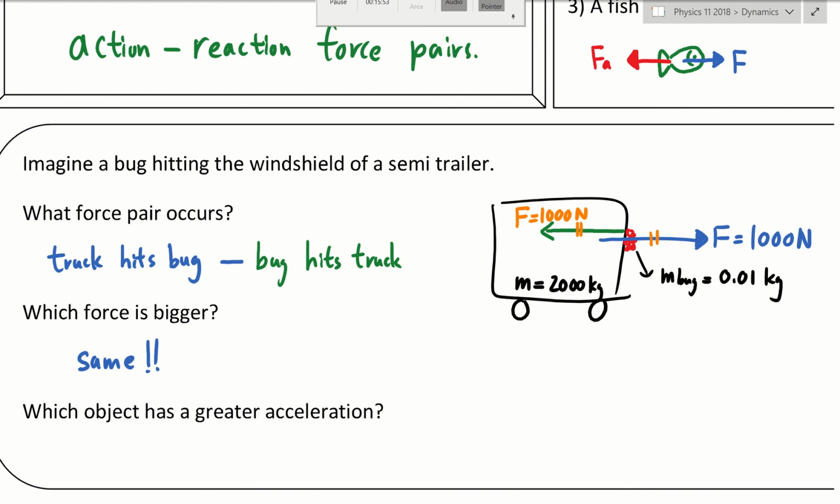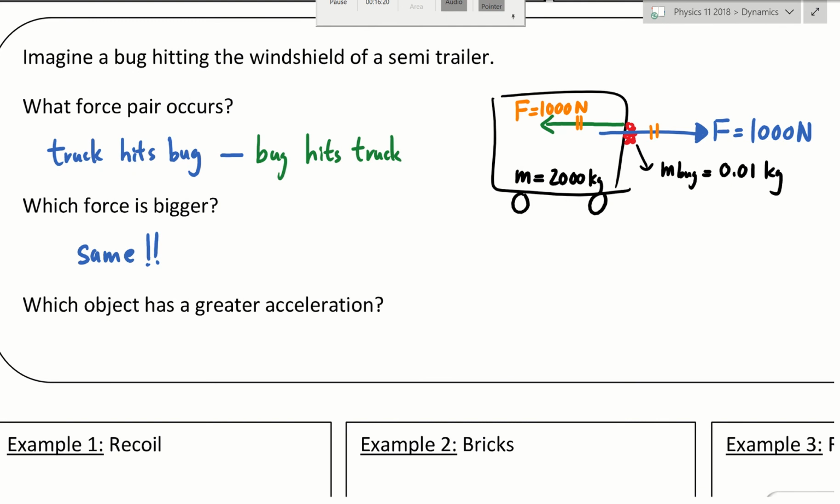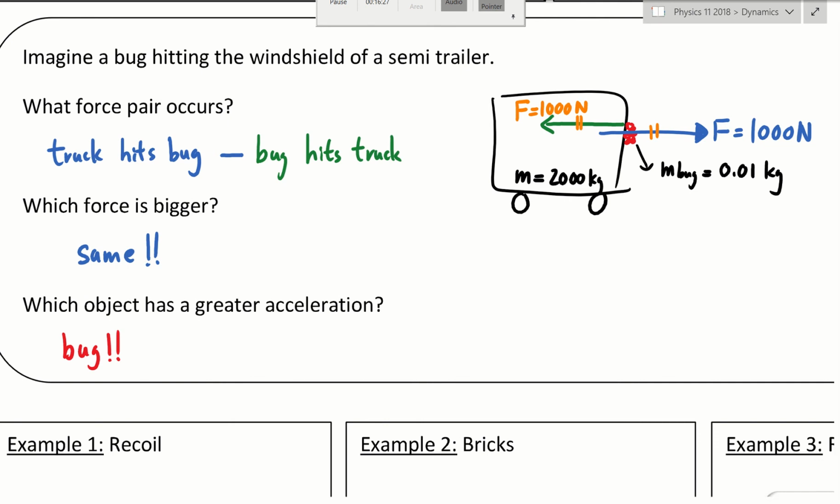Now, of course, the reason why this happened is because the mass difference between the two objects is very, very big. So the more massive object feels less of an effect than the lighter object. Now, if you have a semi-trailer hitting, let's say, another smaller car, then the mass difference is not that great. Then both objects will feel a huge acceleration. So which object has greater acceleration? Well, the bug. The bug is going to bounce off with a very, very big acceleration, but the truck will barely slow down.